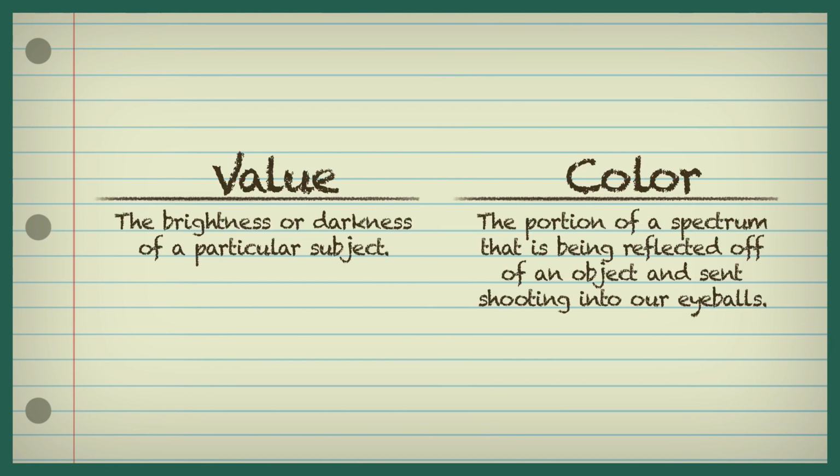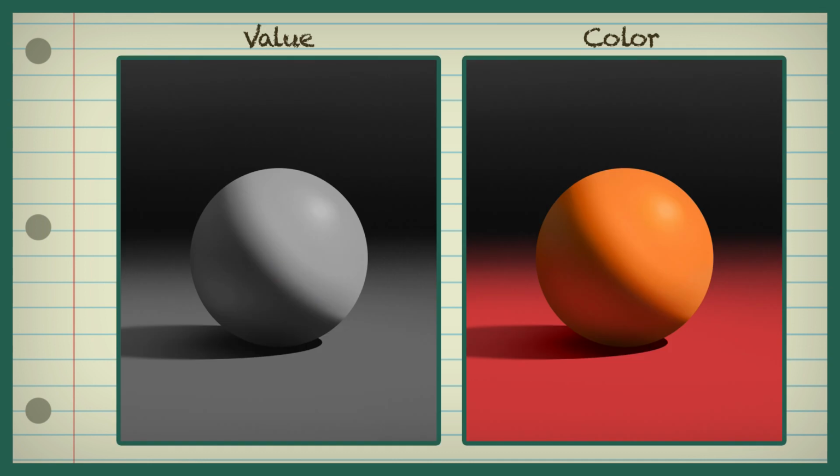Values, the brightness and darkness of a particular subject, and color, the portion of a spectrum that is being reflected off of an object and sent shooting into our eyeballs. It sounds so attractive like that. In the episode prior to this one, I discussed how values are what help give something three-dimensionality. Color is kind of like that sweet sugar added on top of an already really good-looking dessert.